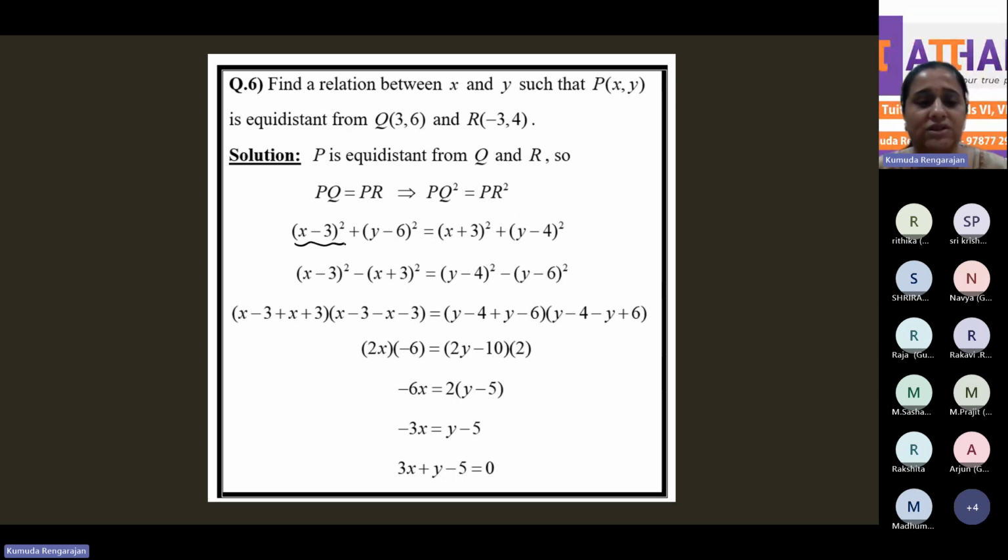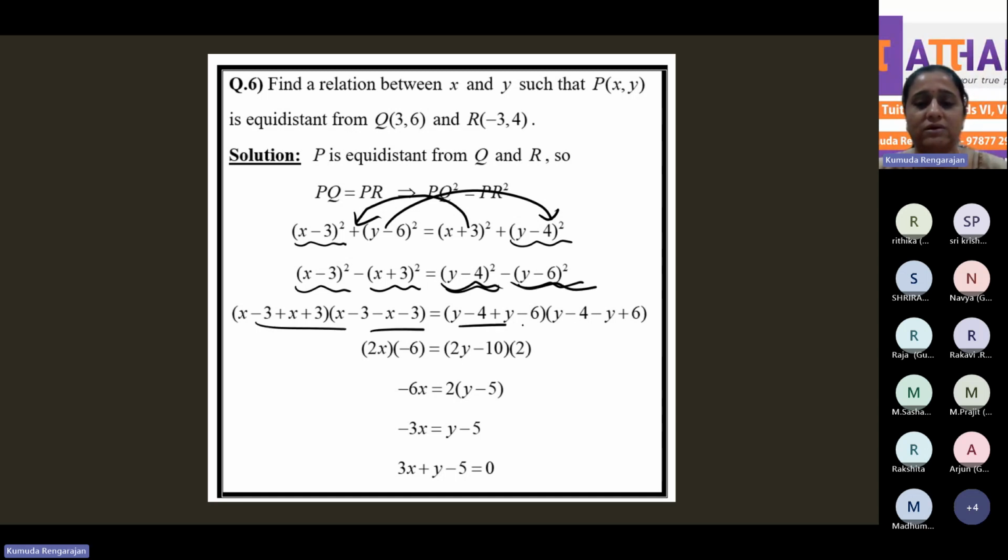Here I have again used that earlier idea. That is, we have X minus 3 the whole square here. So I've moved this one here, and I've moved this here. And we have Y minus 4 the whole square here. So I've moved this one to the other side, so that it looks like A square minus B square. Again, I've used A plus B into A minus B on both the sides and then simplified. So on doing this, finally, you'll end up with a linear equation in X and Y. And that is the required relation.